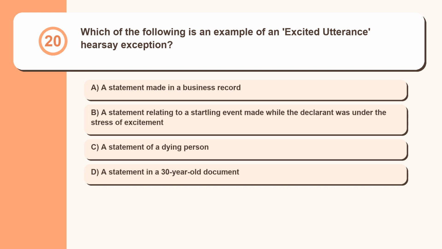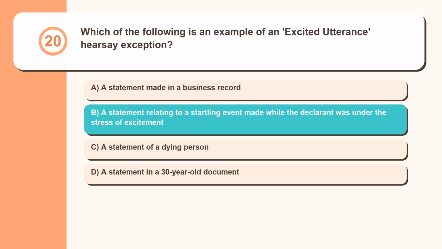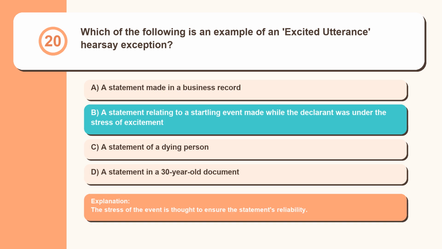Question 20. Which of the following is an example of an excited utterance hearsay exception? A statement made in a business record, a statement relating to a startling event made while the declarant was under the stress of excitement, a statement of a dying person, or a statement in a 30-year-old document. The stress of the event is thought to ensure the statement's reliability.